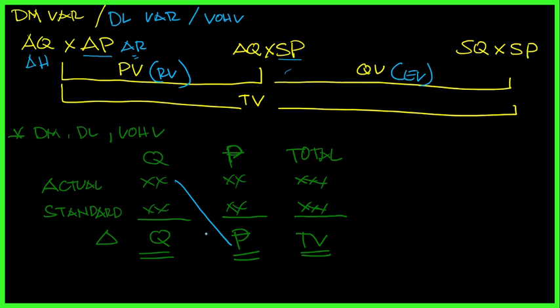And this one is your quantity variance. Bakit siya quantity variance? Nanggaling siya sa difference ng actual quantity and the standard quantity. Now, let's continue. The total of these two, if you add that, you will get your total variance.